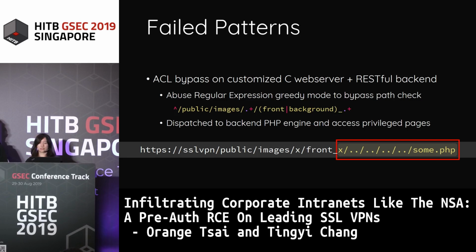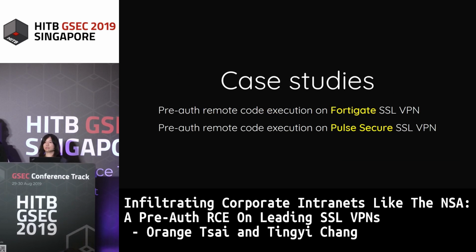Okay, so here are the special attack vectors we found on the SSL VPNs. Following, we're going to talk about 2 case studies. We will show how we get pre-auth remote code execution on Fortinet and Pulse Secure.